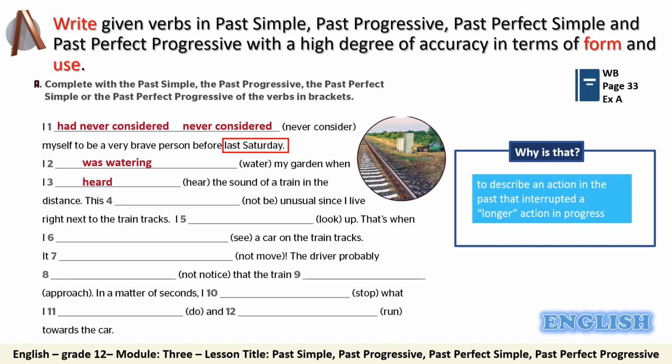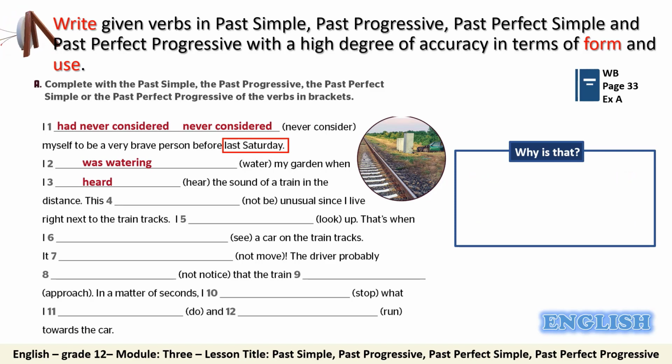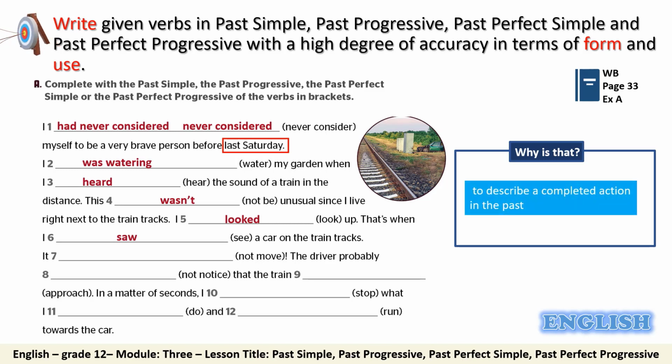Excellent. To describe an action in the past that interrupted a longer action in progress. Then, for spaces 4, 5, and 6, we will use the same tense. Do you know which one? Excellent. The past simple. So the answers are wasn't, looked, and saw. Can you tell me why? Excellent. To describe completed actions in the past.